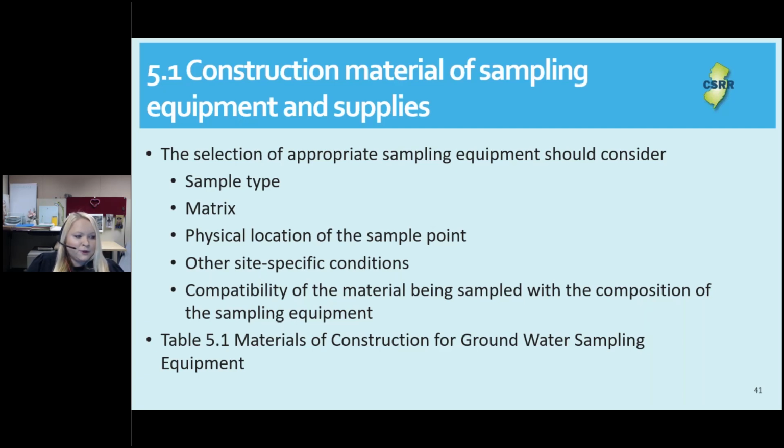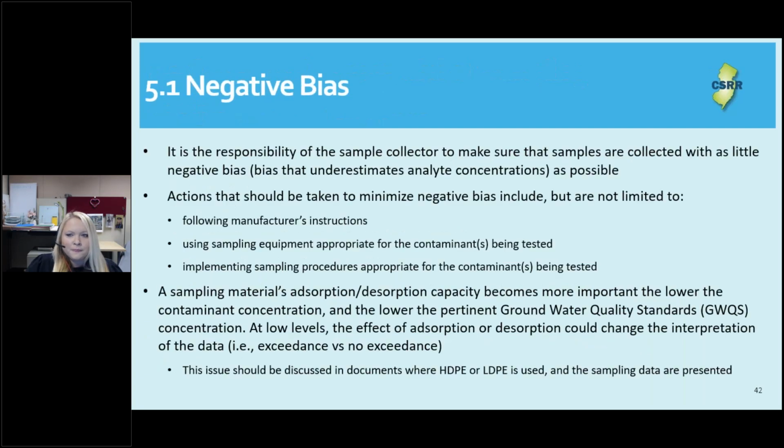Section 5.1.2 mentions specifically that it is not recommended to use fluoropolymers such as Teflon with PFAS sampling. Next slide. This topic is further continued to discuss avoidance of negative bias, which is bias that would underestimate analyte concentrations.